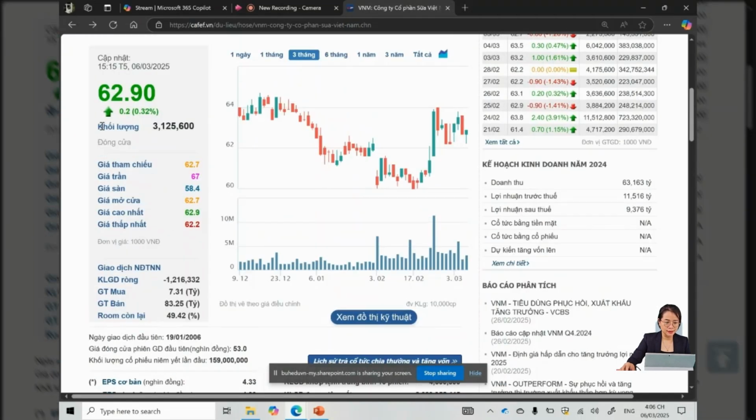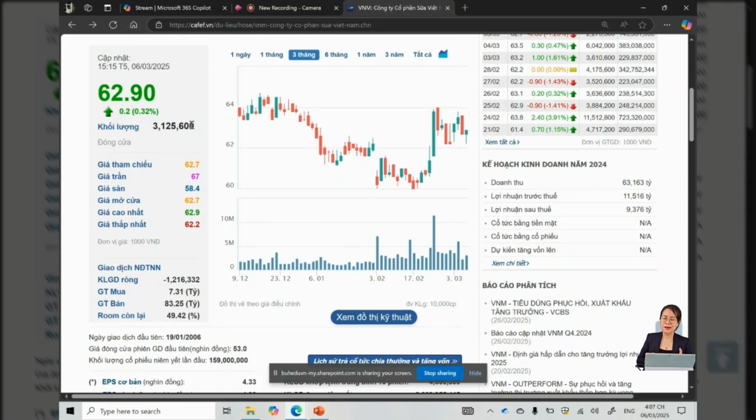Okay, you see the khối lượng, yeah, volume. That is 3,125,600 stocks traded today. So the same amount is sold and the same amount is bought. Yeah? And who's right? Who's wrong? The buyer thinks the stock may go up and the seller thinks the stock may go down.